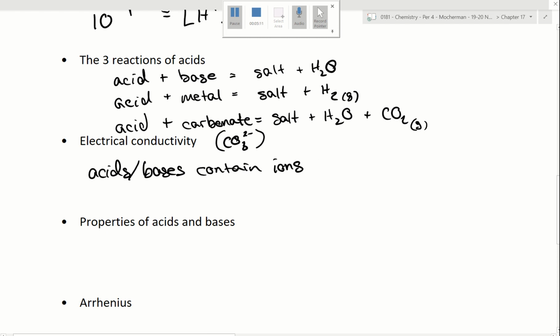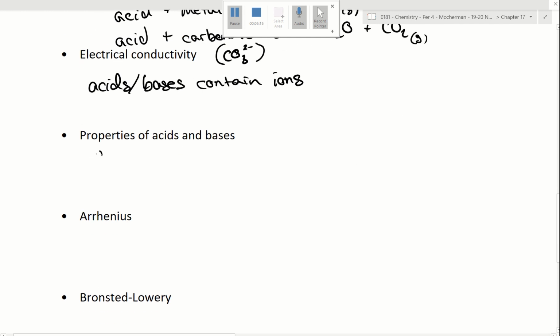Therefore, they conduct electricity. Properties of acids and bases. Remember that both acids and bases conduct electricity, but acids are sour. Bases are bitter. And bases are slippery.